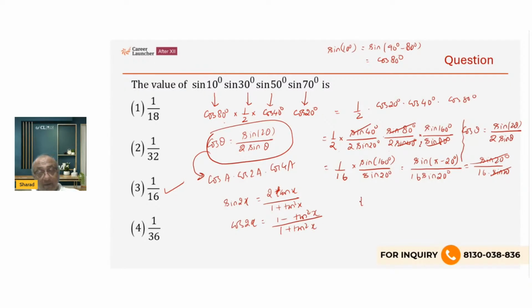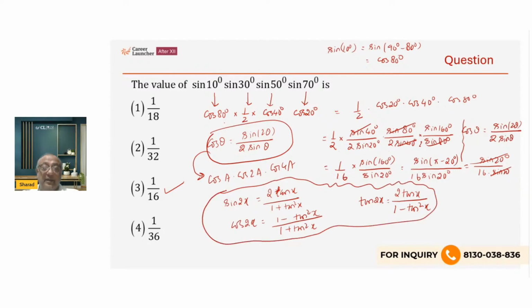And I'm 100% sure that you know the tan 2x formula. Tan 2x is, children, 2 tan x upon 1 minus tan square x. So just revise with me, update your notes. These are the double angle formulas. The sin 2x formula I have already done, which is 2 sin x cos x.